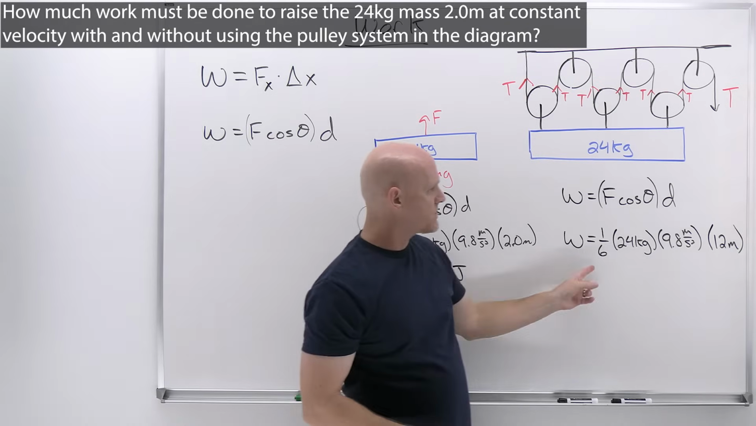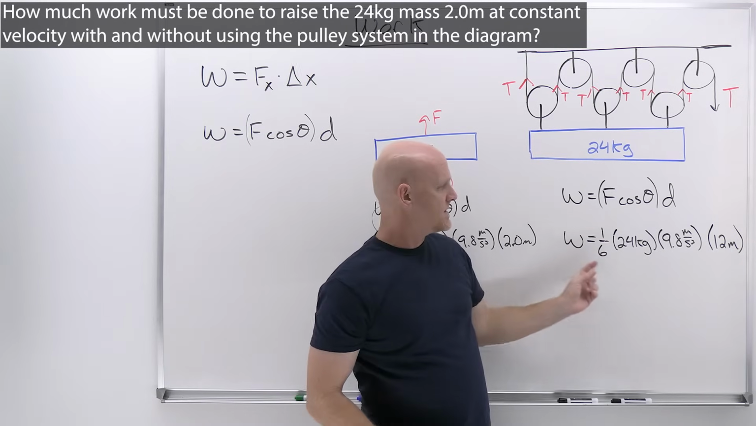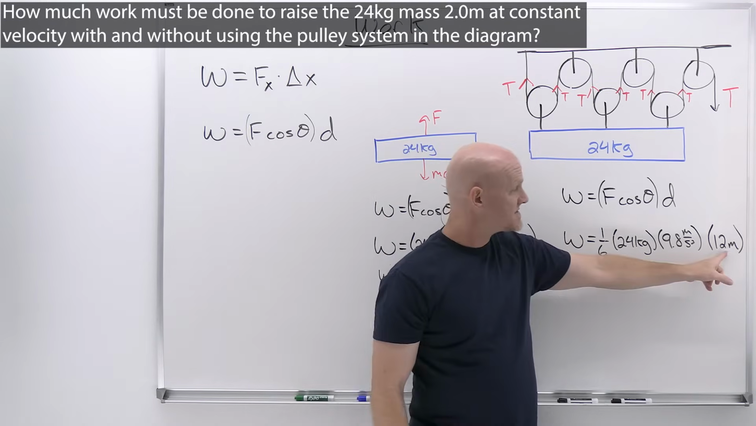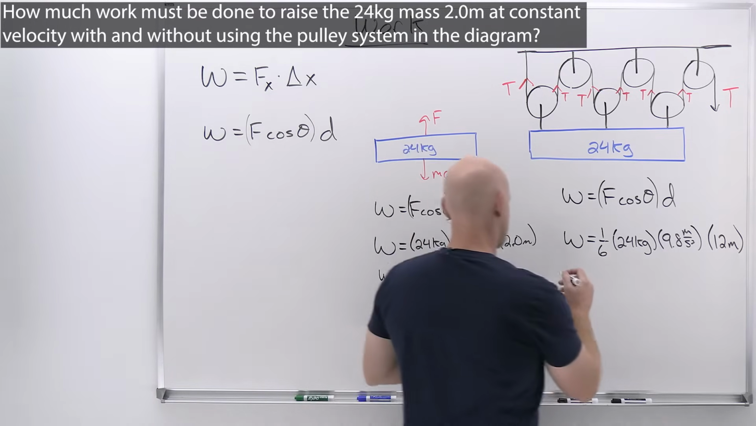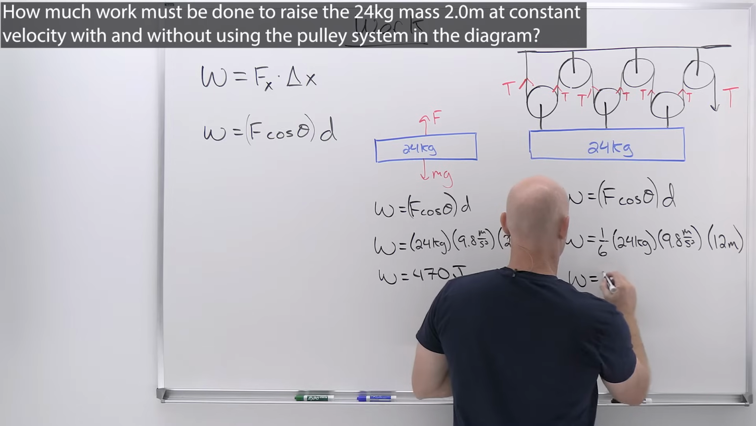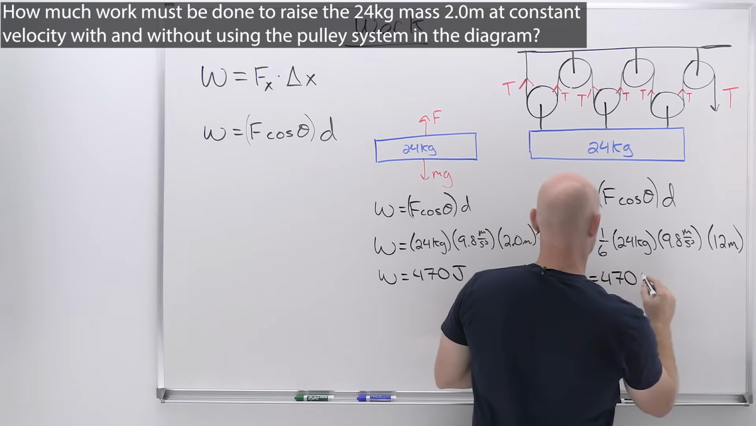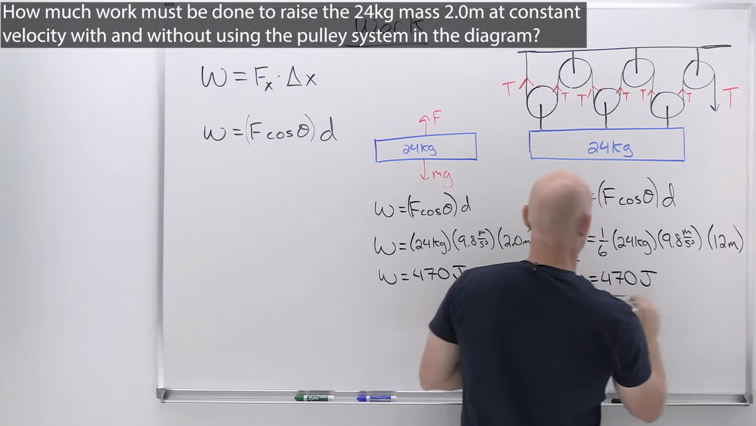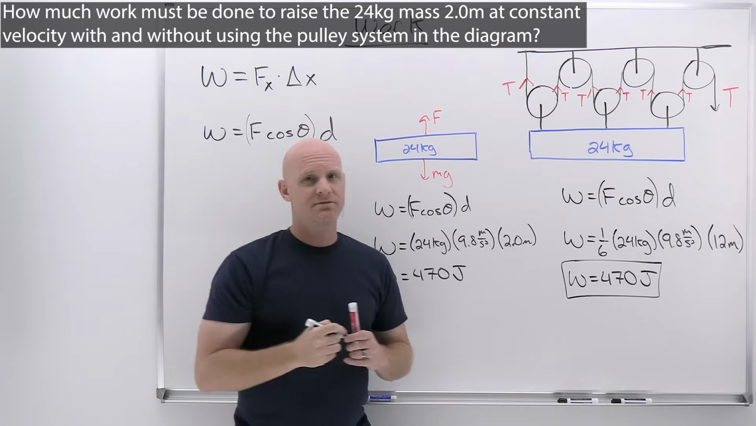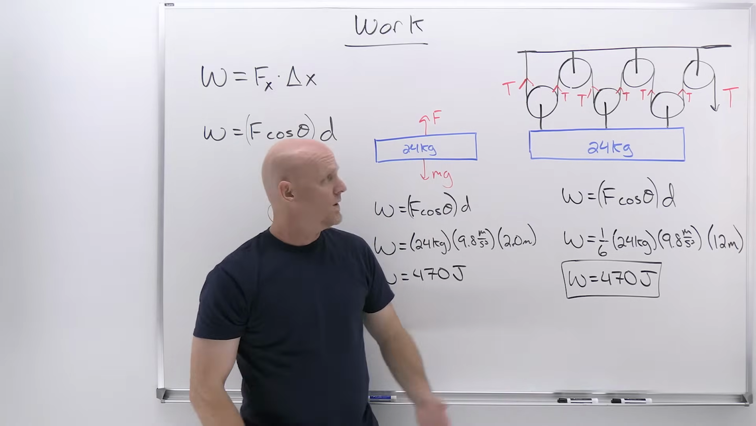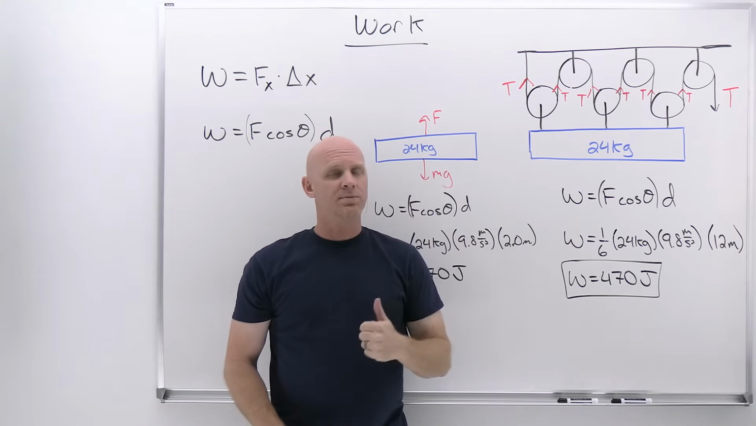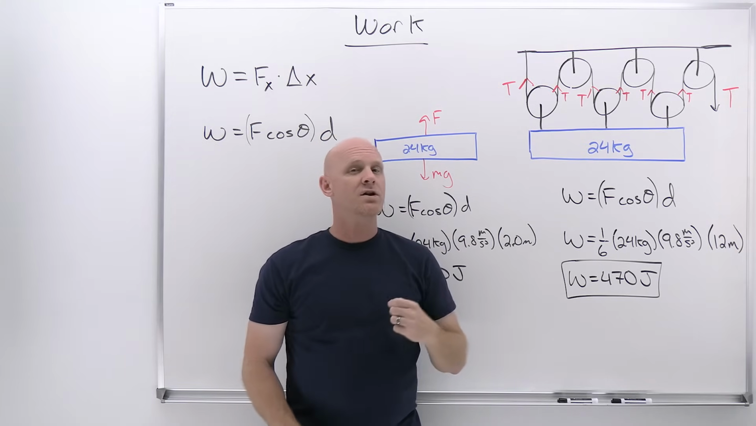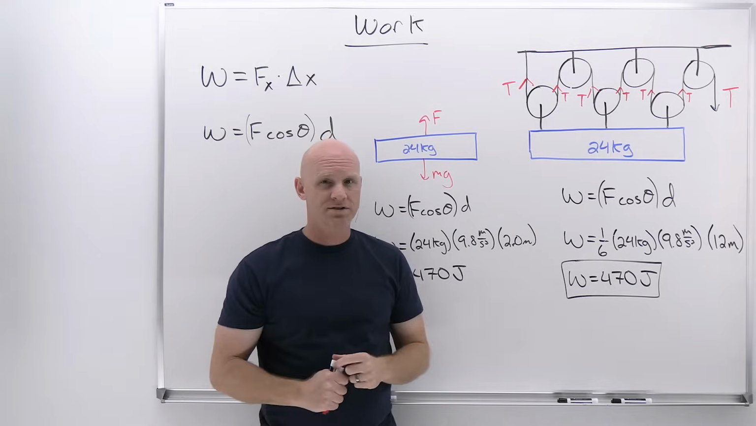And so even though the overall force is 1/6 of the force, the displacement we've got to generate is going to be 6 times greater. And so all said and done, when you calculate out that work, it's still going to come out to 470 joules rounded to 2 sig figs. Cool. So mechanical advantage is going to decrease the amount of force we need to apply, but it is not going to reduce the amount of work that needs to be done whatsoever.